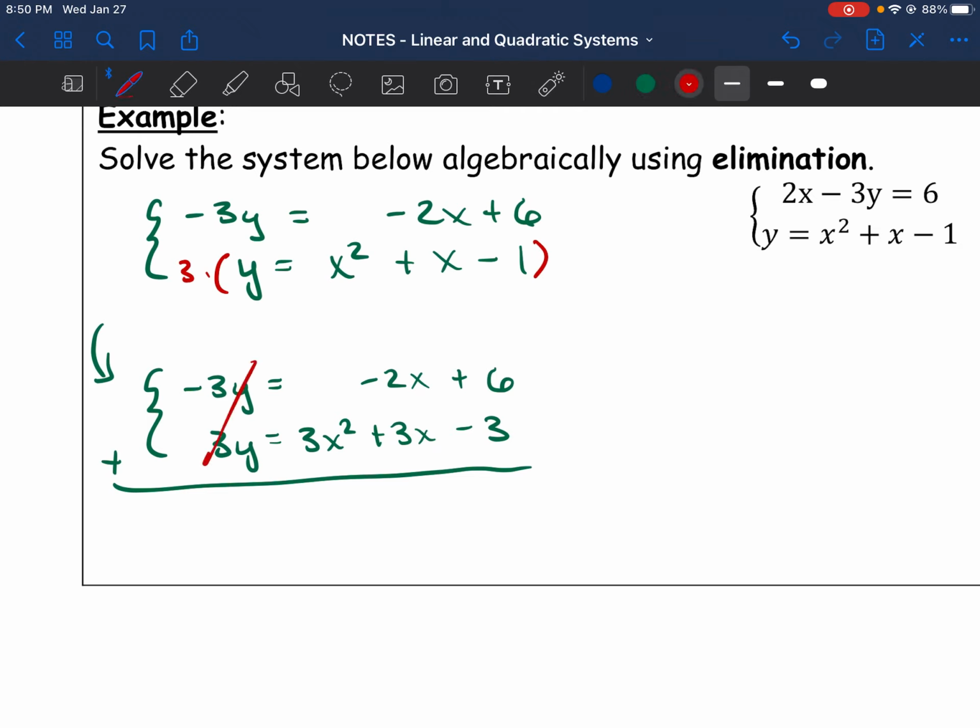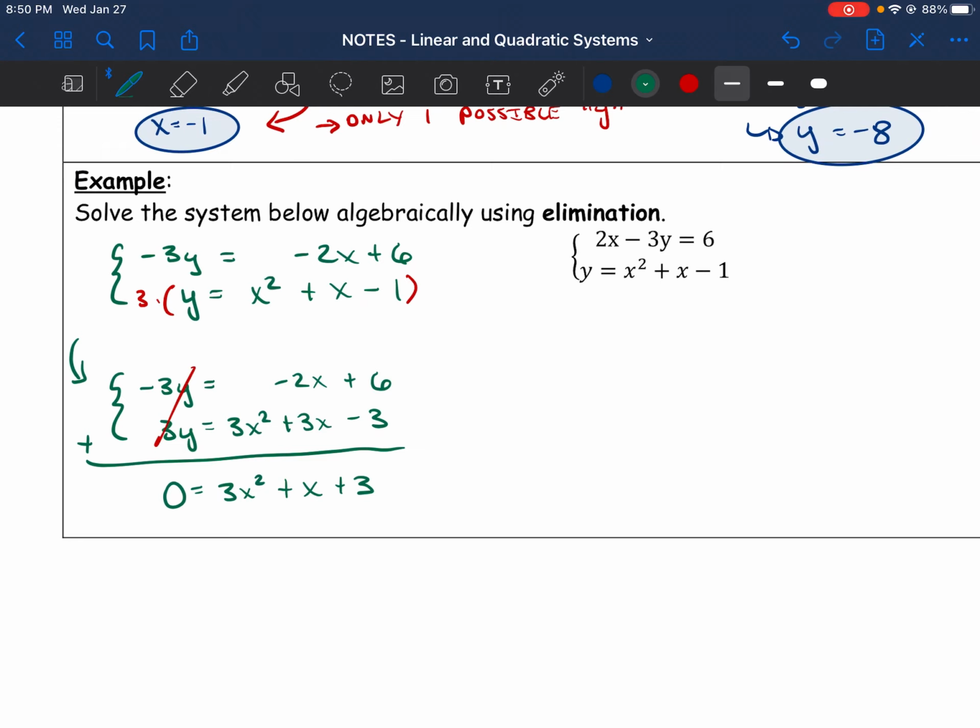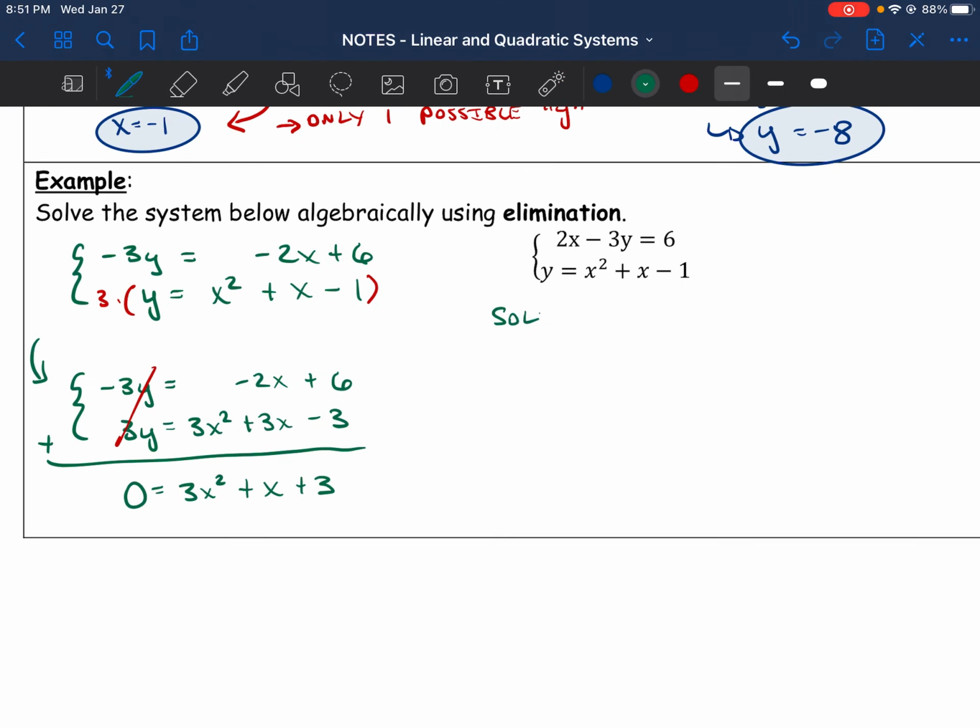Negative 3y and 3y is going to be 0. 3x squared has nothing to add to, so it's just 3x squared. Negative 2x plus 3x is positive x. And 6 plus negative 3 is positive 3. And notice we now have an equation that we can solve for x, or we can at least attempt to solve for x. So that's what we're going to try now. We're going to solve 0 equals 3x squared plus x plus 3.